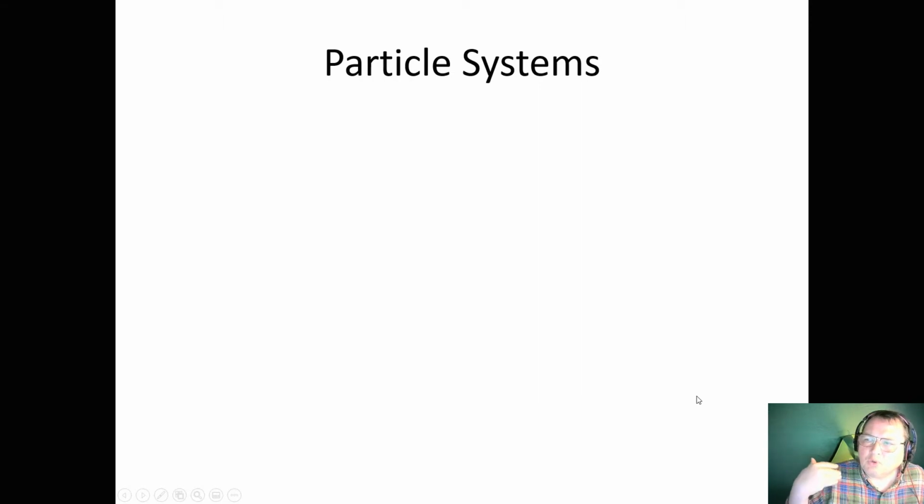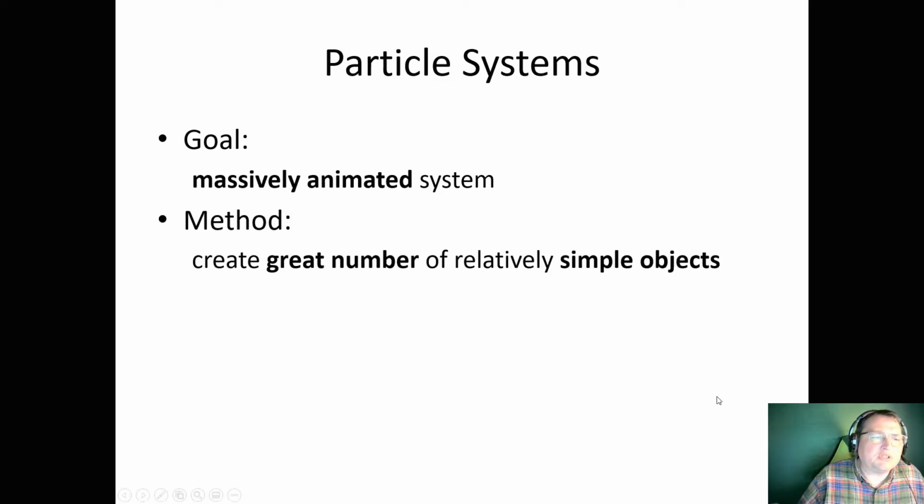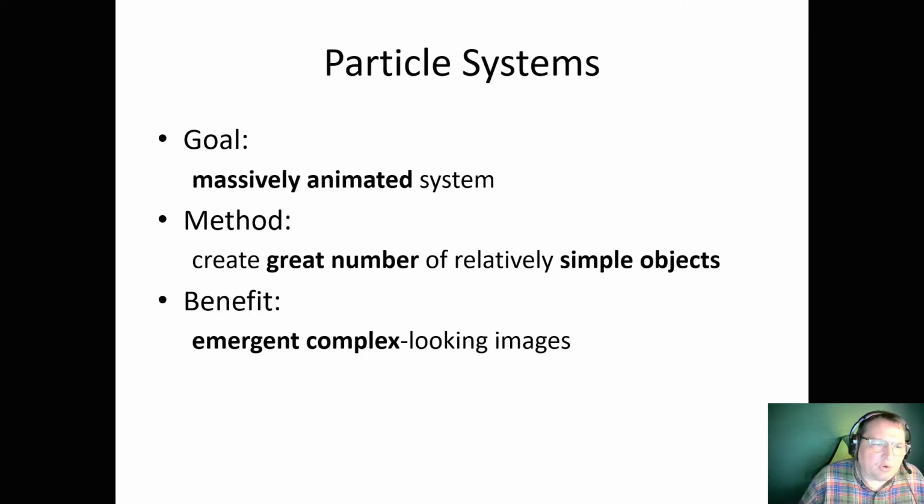Now, what is the goal of particle systems? It is to create a massively animated system. This means that we will independently animate several thousand animated objects on screen at the same time. The method by which we can achieve this goal is to create a great number of relatively simple objects. And the benefit, quite obviously, is emergent but complex looking images.